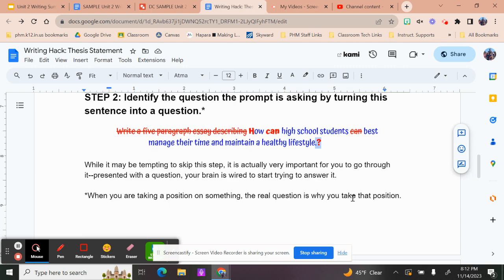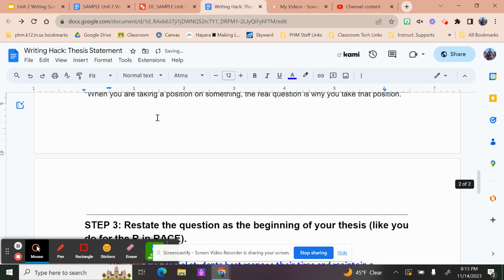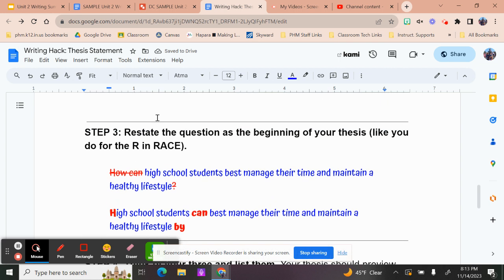So now that we have rephrased it in the form of a question, the third step is to restate the question as the beginning of your thesis, just like you would for the first sentence in a RACE paragraph. So we're going to take out the question words "how can," and we're going to take that question mark out, and we're left with: high school students can best manage their time and maintain a healthy lifestyle by.